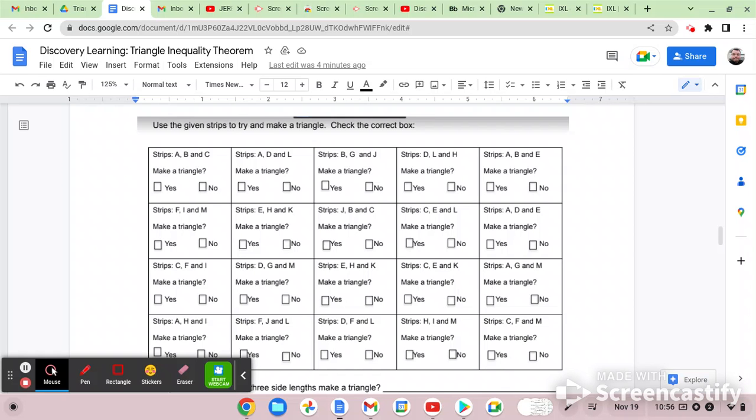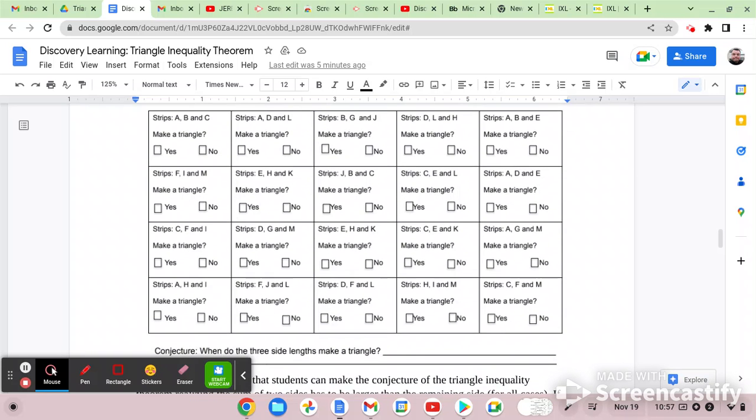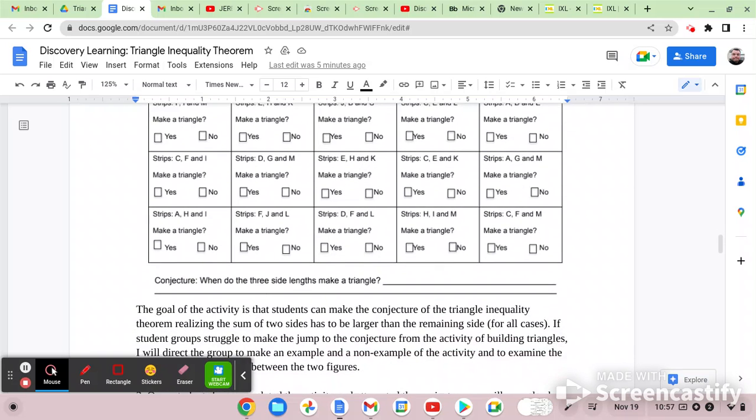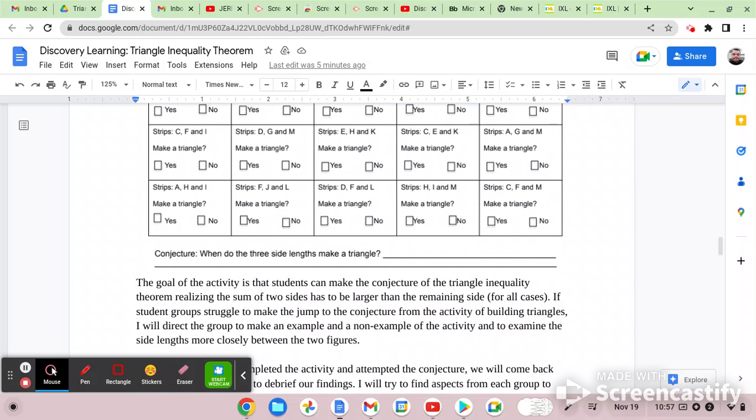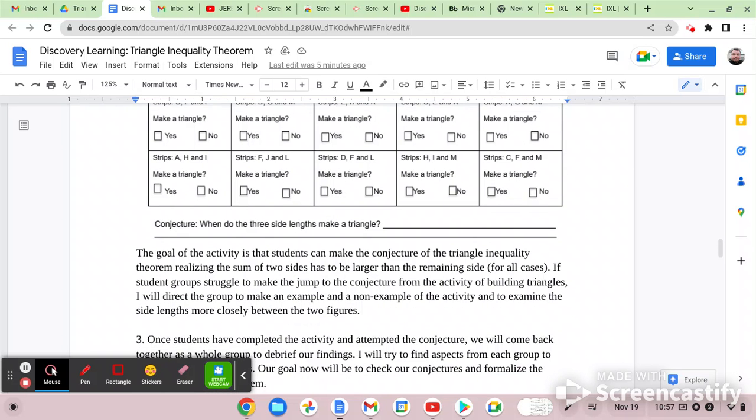As I'm facilitating, I would probably encourage the students to actually write how many inches A is, how many B is, and C, and hopefully they can start getting a visualization of that number representation with that side length. They're going to work through about 20 cases, and then our hope is they can jump to the conjecture, seeing that the sum of 2 has to be greater than the remaining one, and it has to be that way for the 3 cases of each triangle, meaning each of those side lengths.